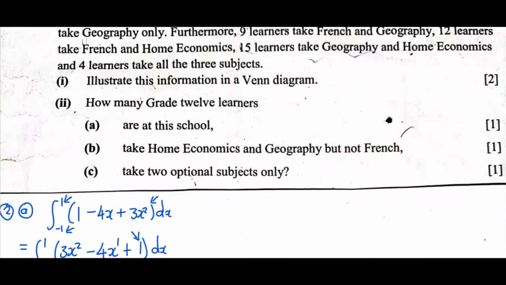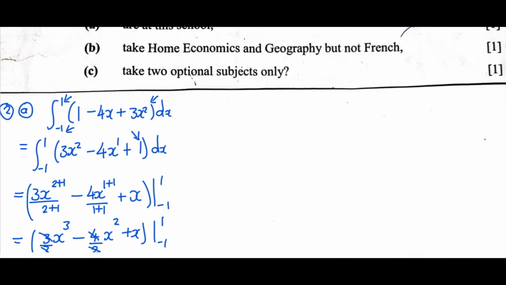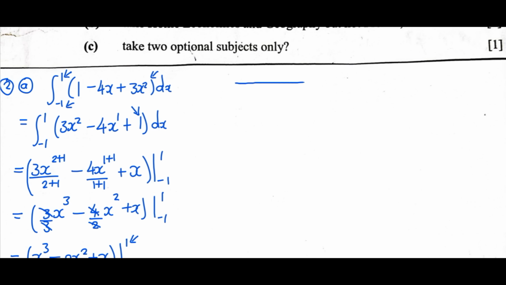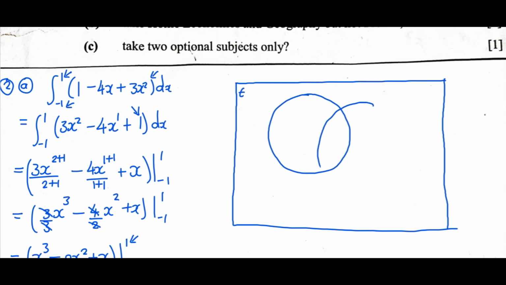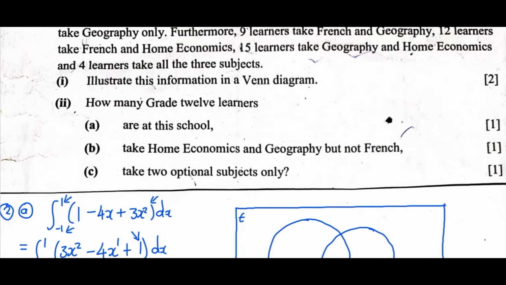So our first step is we are going to draw a rectangle. Now under this rectangle, we are going to put 3 circles because we are dealing with 3 sets. Now when drawing these 3 sets, we are going to make sure that the 3 sets intersect at one point. There should be the intersection of all the 3 sets. Why? We have been given the point that there was a certain number of learners that did all the 3. So let's look at the question.